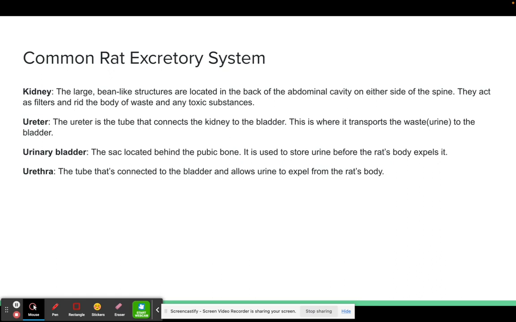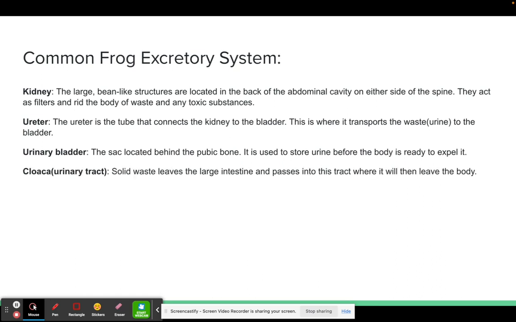The bladder is this sac that is located behind the pubic bone. It is used to store urine before the rat's body is ready to expel it. But then the urethra is this tube that's connected to the bladder, which then the urine travels through to be expelled from the rat's body.